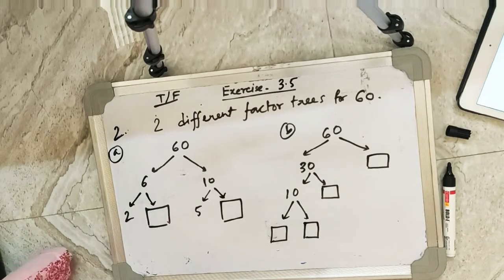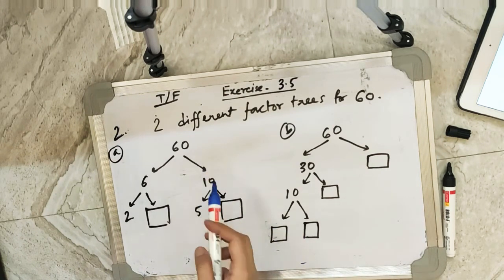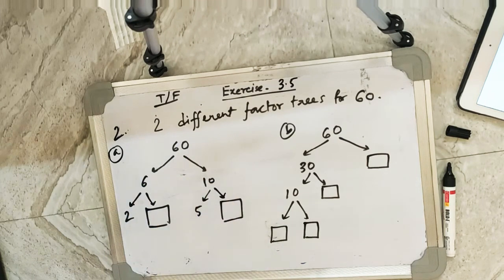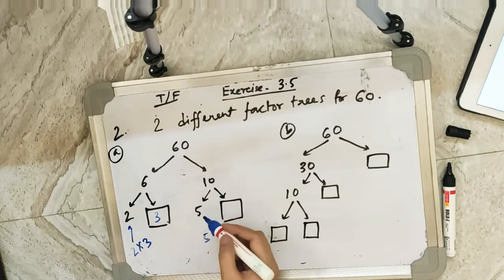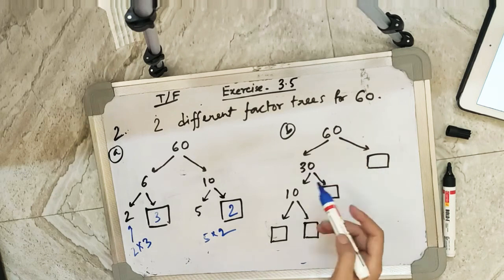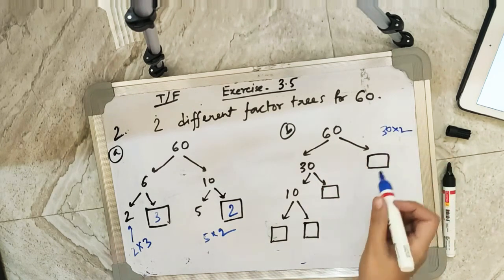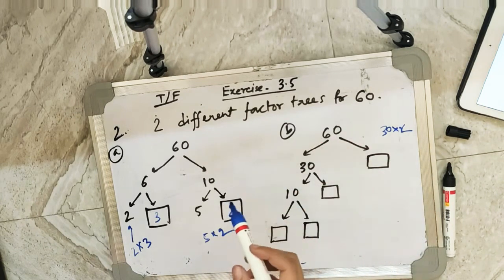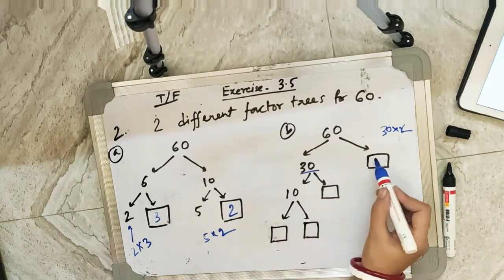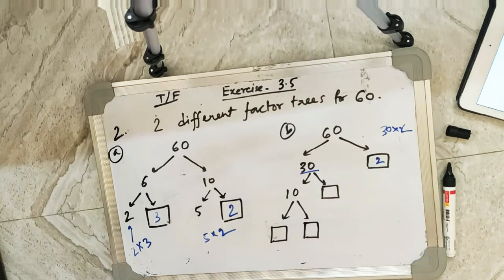In question number 2 it is given two factor trees for 60. In the first tree, 6 and 10 are the two factors of 60. Then 6 can be broken as 2 into 3. So one factor 2 is given, so the other factor will be 3. In case of 10, 10 can be written as 5 into 2. So one factor 5 is given, so in the gap 2 will be placed. In the next tree 60 can be divided into 30 into 2. 30 is a factor of 60, 2 is another factor of 60. So 30 is given already, so in the next gap it will be 2.